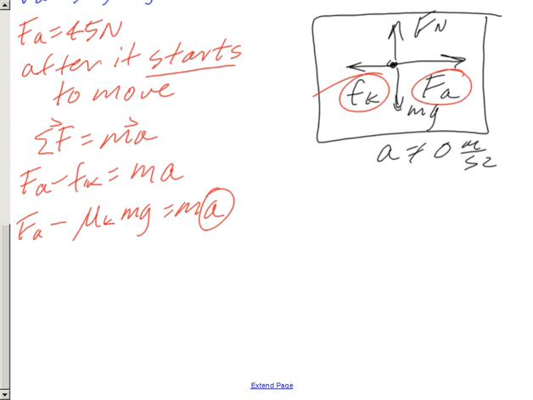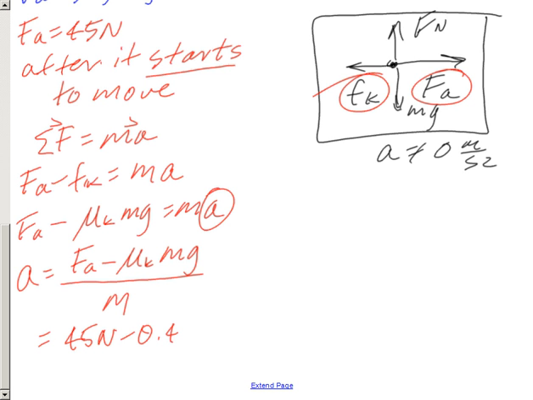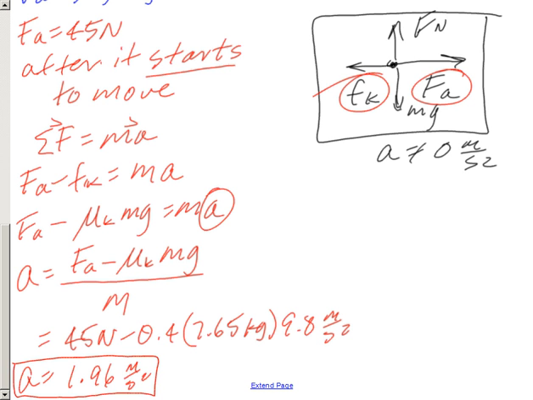Since what we're solving for is A, all we got to do is rearrange. So we'll get Fa minus mu k mg over m. And substituting, we get 45 newtons minus 0.4 for the coefficient of kinetic friction, times 7.65 kilograms, and 9.8 meters per second squared. So your acceleration comes out to be 1.96 meters per second squared. Okay, so that's problem 1, parts B, C, and D calculated.